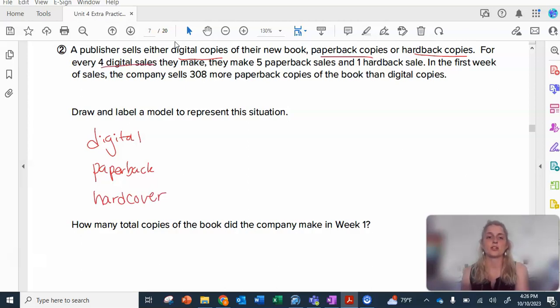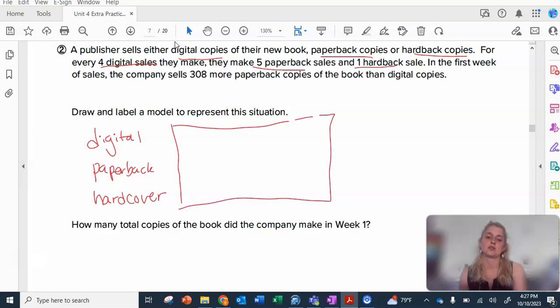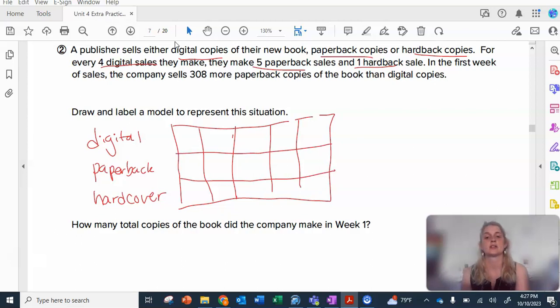For every 4 digital sales, they make 5 paperback sales and 1 hardback hardcover sale. So the biggest number there is 5. I'm going to cut it into 5 sections. 1, 2, 3, 4 lines makes 5 sections, and 3 across because we have 3 units.